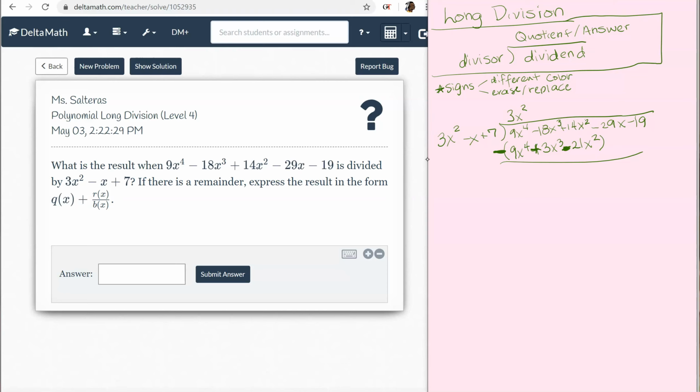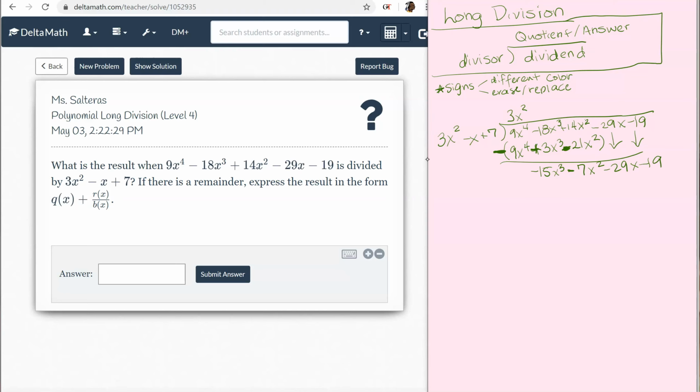So this cancels out. Of course, that's what we want. Negative 18 plus 3 is going to be negative 15. X to the 3rd stays the same. 14 minus 21, so that is going to be a negative 7x squared, and then these two terms that we did not use just come down.